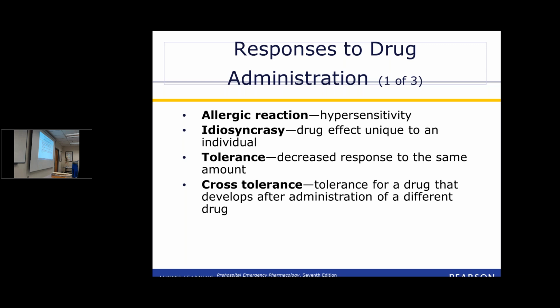Tolerance, decreased response to the same amount. What does that mean? So usually we're talking about addicts. Usually we're talking about the fact we need more and more heroin to create the same effect along the way. And so the idea in terms of tolerance becomes greater and greater over a period of time. So if we pick up a heroin addict that's been run over by a car, and they've got their leg crimped off to the side, they want the pain meds. We want to give them more.